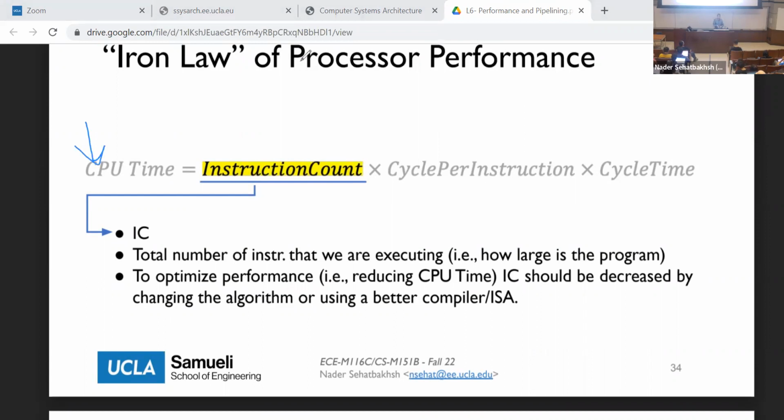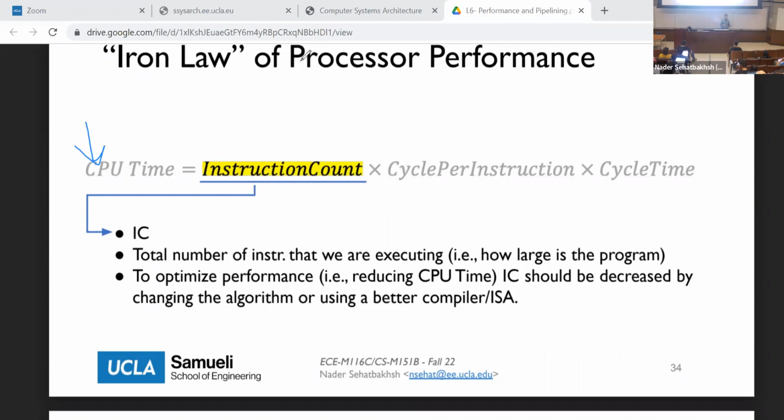So we want to make it smaller and smaller, which means that our programs can be executed faster. Okay, so instruction count, usually we call it IC. To think about what IC is, it is basically how large your program is. If your program is 100 instructions, your IC is 100. If your program is a million instructions, your IC is a million, right? And obviously, for the same hardware, running a million instructions takes more time than running 100 instructions.